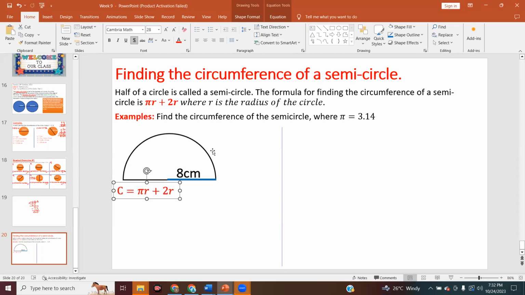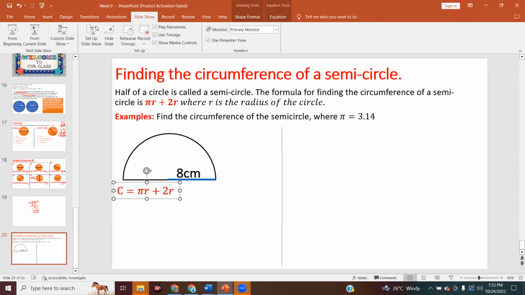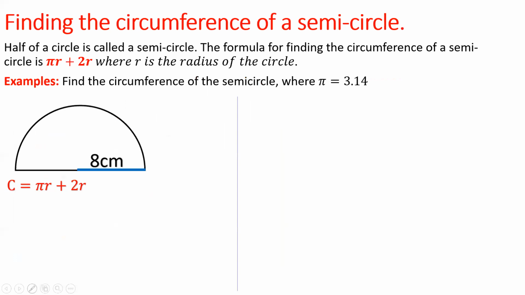Now, what is the radius of this semicircle? 8. The radius is 8, very good. Why isn't the radius 4? Because 4 is not the radius, it's half of it. We already know that the radius is 8, so that's good.